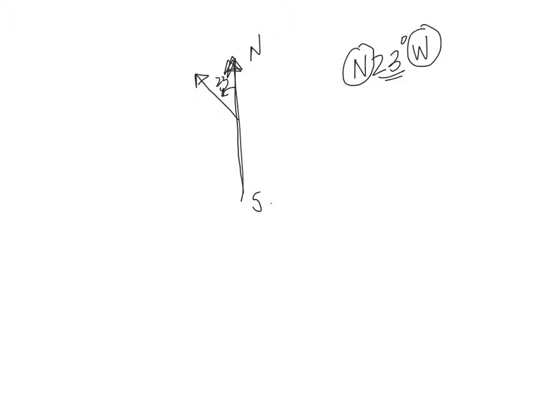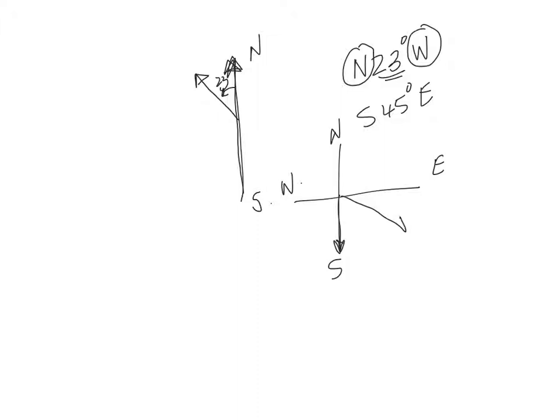For instance, if we have south 45 degrees east, this means that if this is north, this is south, this is east, this is west, then initially we are going south, so this direction, then 45 degrees east, so this means that we are going to go 45 degrees east of south. So this is going to be our vector representation, which is quadrant bearing.